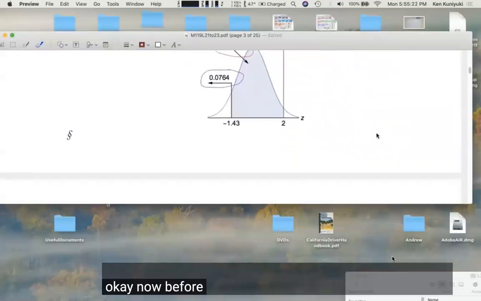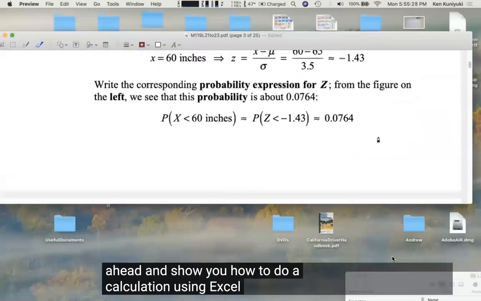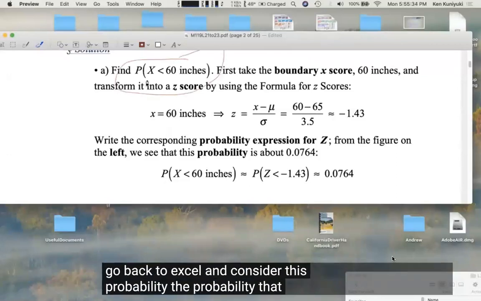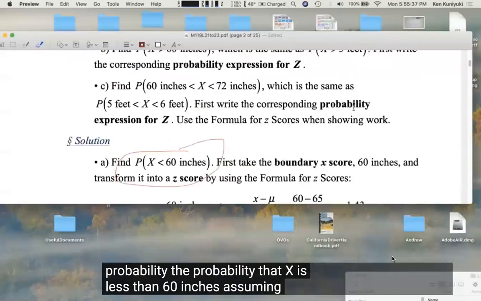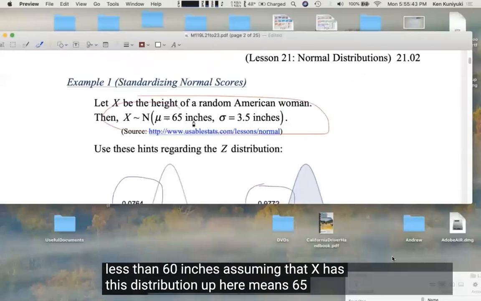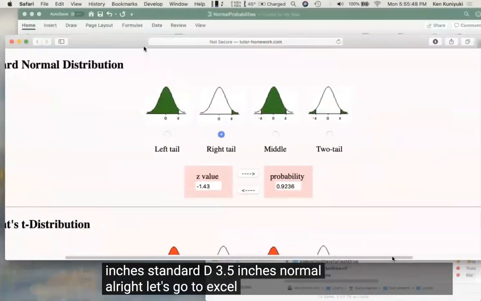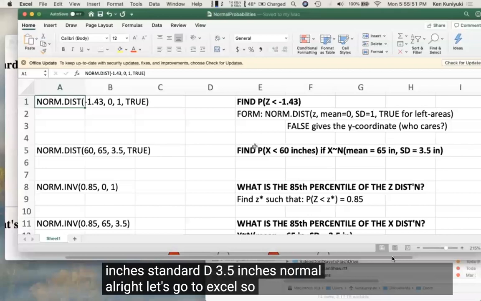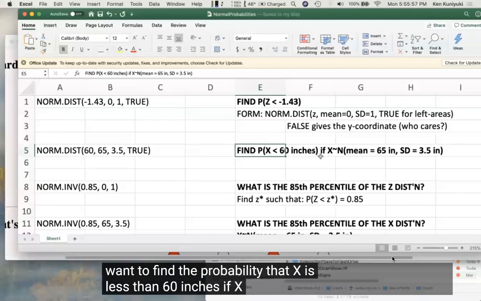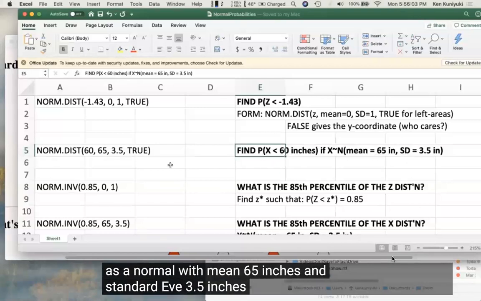Okay, now before I forget, I'm going to go ahead and show you how to do a calculation using Excel. So let's say we go back to Excel and consider this probability: the probability that X is less than 60 inches, assuming that X has this distribution up here, normal with mean 65 inches and standard deviation 3.5 inches. All right, let's go to Excel. So again, we want to find the probability that X is less than 60 inches if X is distributed as a normal with mean 65 inches and standard deviation 3.5 inches.